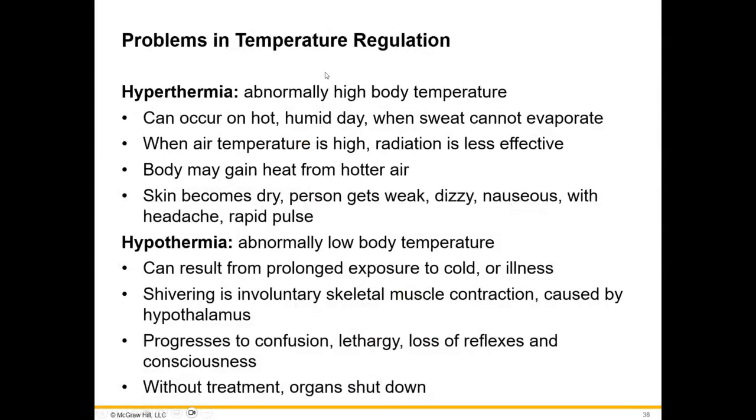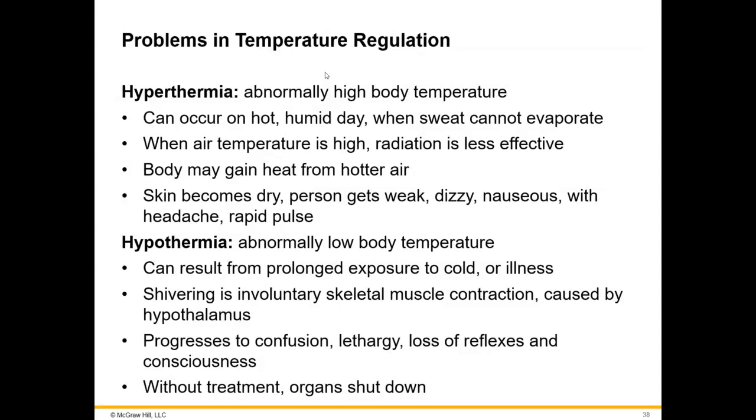Okay, there's problems that some people have in temperature regulation. Hyperthermia is when you have abnormally high body temperature. It occurs on hot, humid days when sweat cannot evaporate. When air temperature is high, radiation is less effective, so the body may gain heat from the hotter air. Skin then becomes dry, and the person can get weak and dizzy and nauseous, have a headache, and have a rapid pulse.